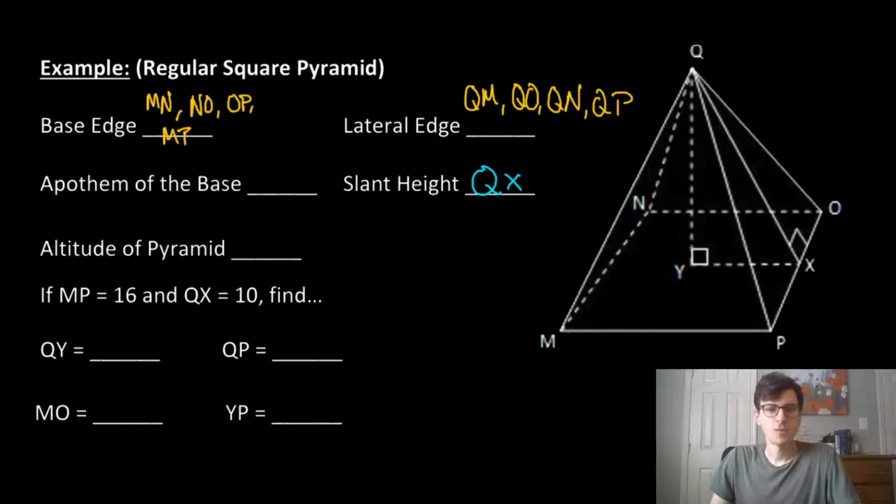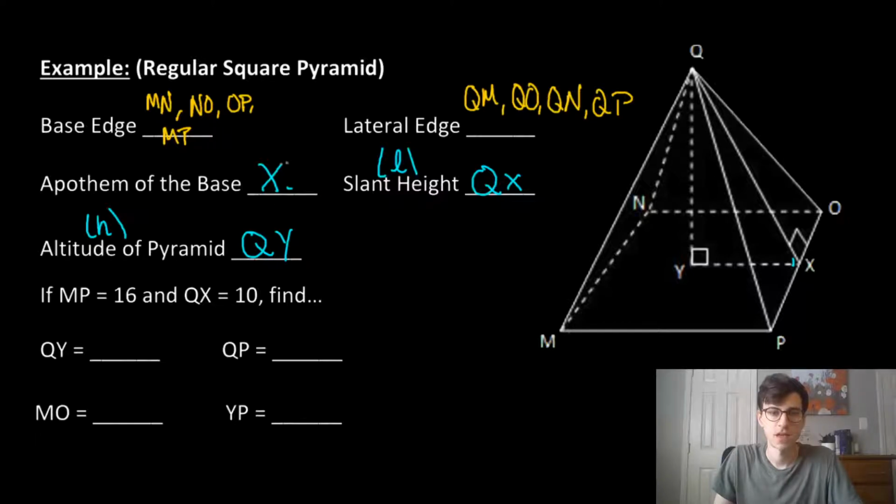And the apothem of the base actually ends up making this nice right triangle with the slant height and the altitude of the pyramid. So let's actually say the altitude of the pyramid is QY, right? Remember slant height is L and altitude is H when we're talking about surface area or volume of the pyramid. And the apothem of the base makes this nice right triangle with the slant height and the height. And in this case, that's XY.